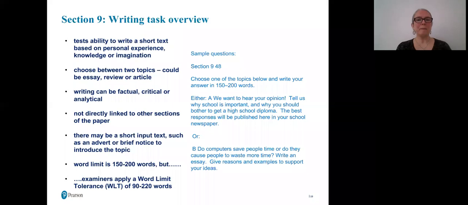So the word limit published on the exam paper is 150 to 200 words. That's very much what candidates should be aiming for when they're planning their response. But as per the other writing task, the examiners apply a word limit tolerance when marking. And for section 9, that's 90 to 220 words. So just to be clear here, anything below 90 words would score 0 across the board because they haven't written enough. Anything that's over 220 words, we would just be ignoring anything that comes after that upper tolerance in our marking.